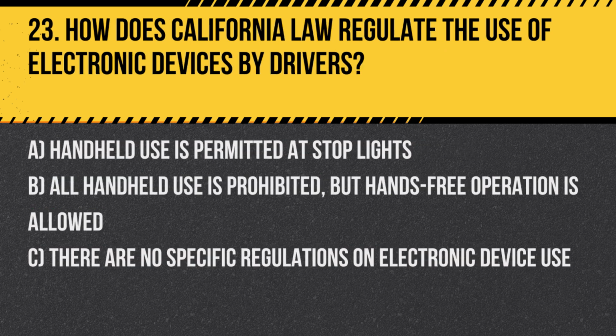Question 23. How does California law regulate the use of electronic devices by drivers? A. Handheld use is permitted at stoplights. B. All handheld use is prohibited, but hands-free operation is allowed. C. There are no specific regulations on electronic device use.